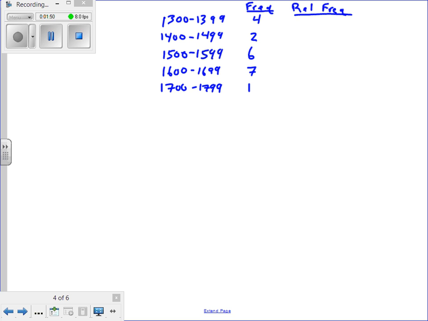that's just turning these into percentages. So 4 out of the total of 20, right? There are 20 total schools here. 2 out of 20. You get 6 out of 20, 7 out of 20, and then 1 out of 20. So to turn it into a relative frequency, just go ahead and get the percentage. So 20% of schools in Wake County were between 13 and 1400. 10% of schools were between 14 and 15. And then just keep working your way down, and you end up with 5% of schools between 17 and 1799.